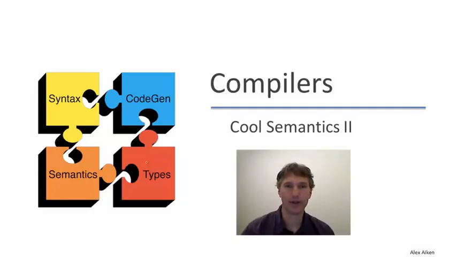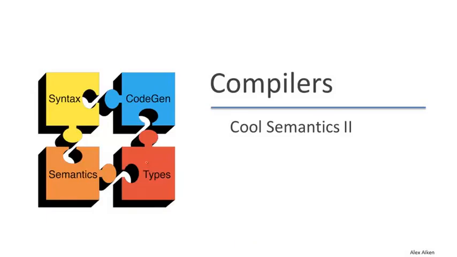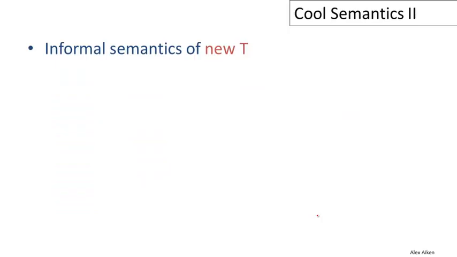In this video, we're going to continue and complete our discussion of Cool's operational semantics. We'll be taking a look at the two most complex operations in Cool, the allocation of a new object and dynamic dispatch. We'll begin by giving an informal discussion of what happens when a new object is allocated in Cool.